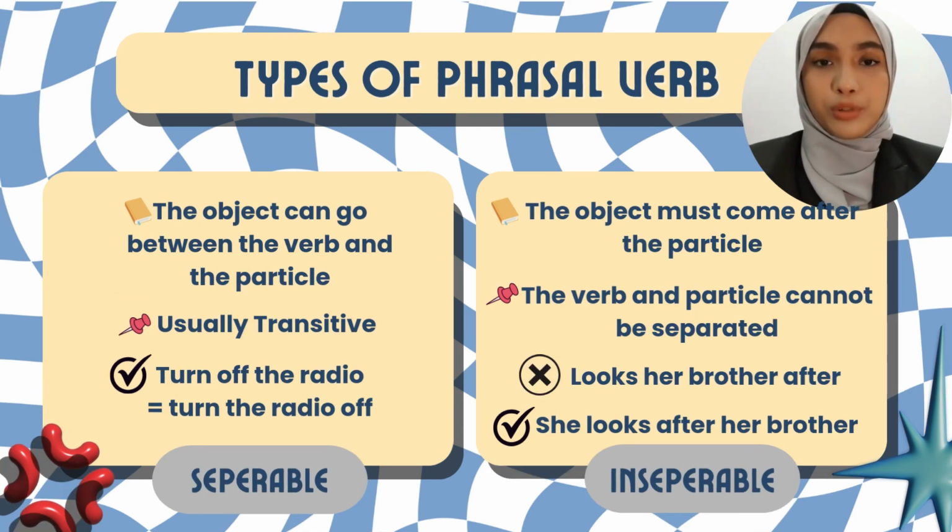Next, let's look at separable and inseparable phrasal verbs. Separable phrasal verbs can be split, meaning the object can go between the verb and the particle. For example, we have turn off the radio and turn the radio off. Both are correct, but when using a pronoun such as it, him, her, them, the object must go in the middle. Turn it off is right, while turn off it is wrong. Inseparable phrasal verbs cannot be split. The object must come after the verb and the particle. For example, we have she looks after her brother, not she looks her brother after. The verb and the particle must stay together.